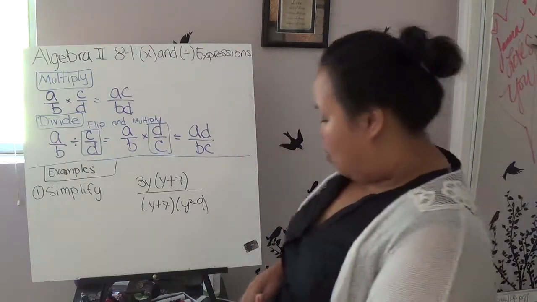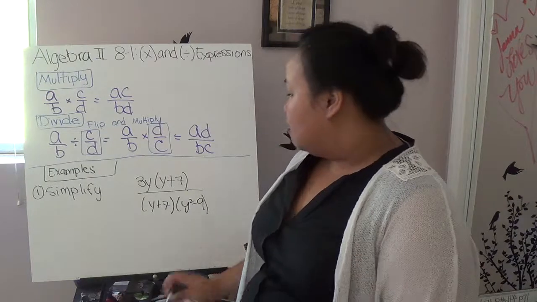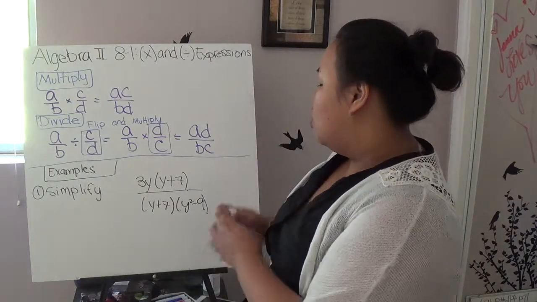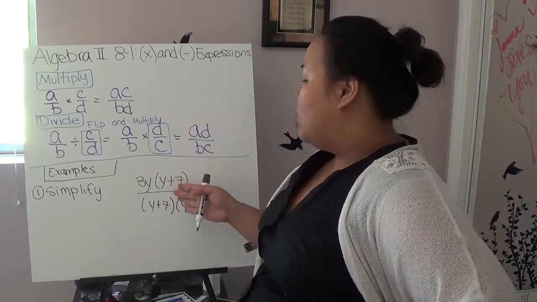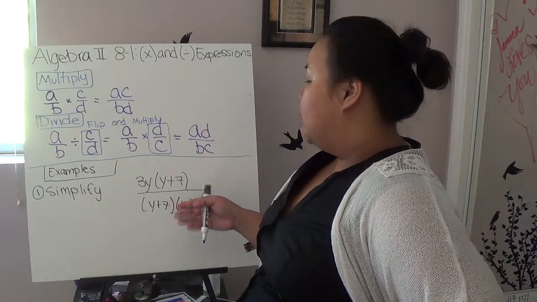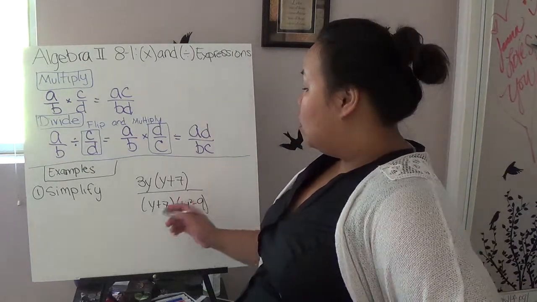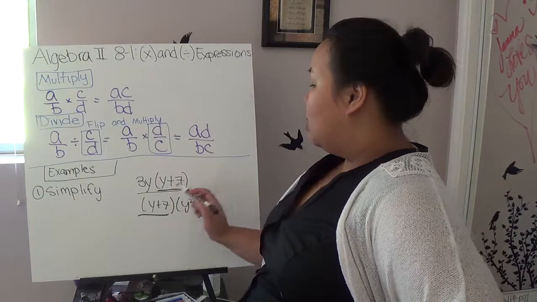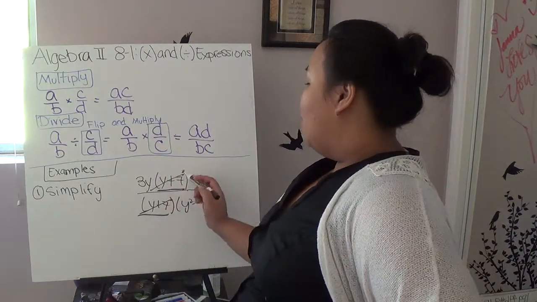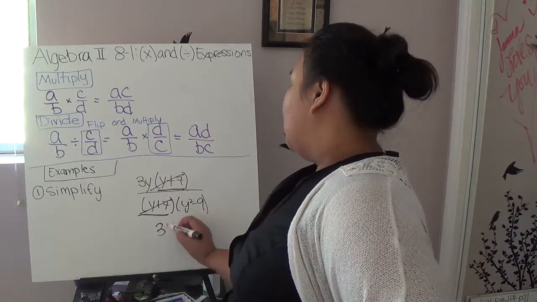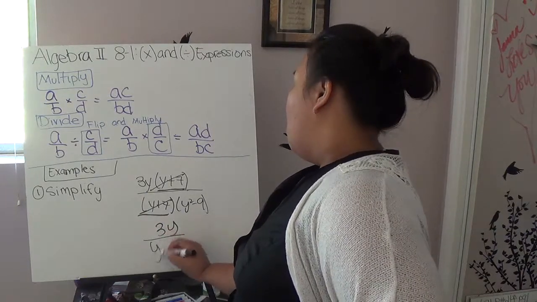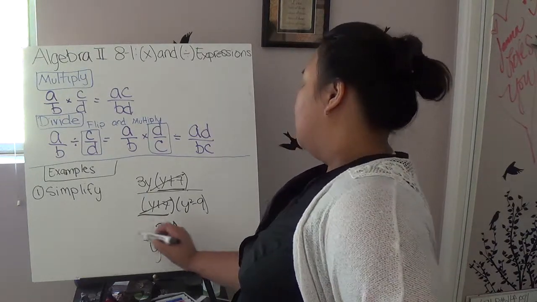So let's start pretty simple. We have this equation here, and we don't need to take out anything. All we need to do is, they have y plus 7, they're the same. So they cross out. So my answer ends up being 3y over y squared minus 9.